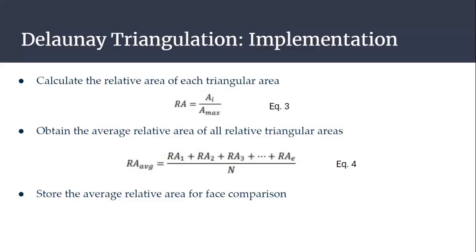So once we acquired the areas, we would calculate the relative area of each triangular area. And that is just taking the max area in the set and then dividing each individual area by that max area, shown in equation 3. And then we would obtain the average relative area of all the relative triangular areas. And that could be shown in equation 4. Once we do all of that, we would store the average relative area for later comparison.